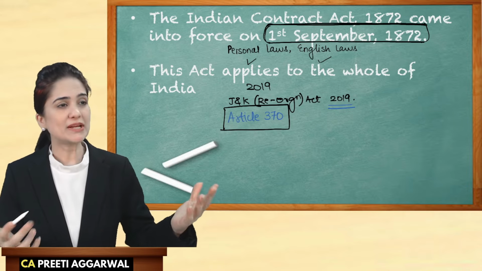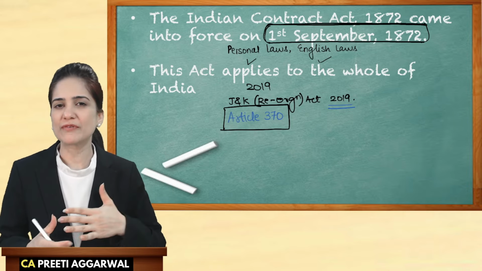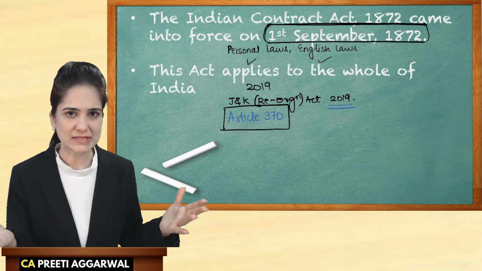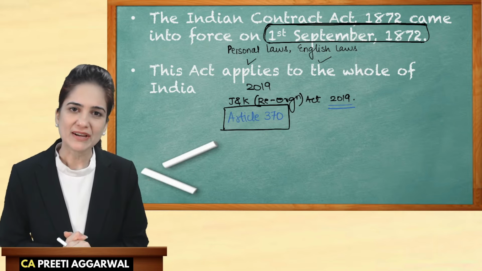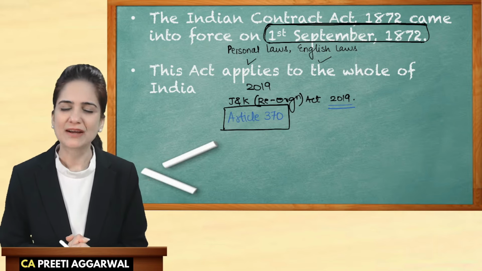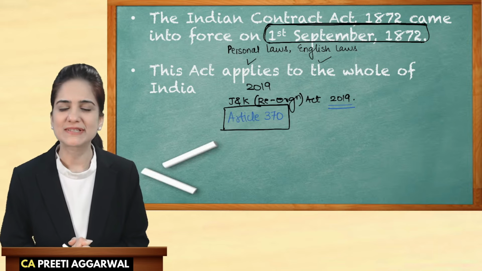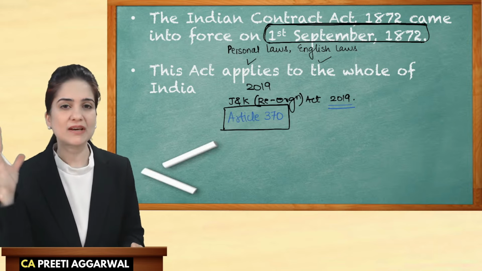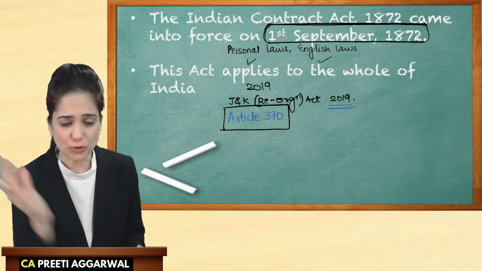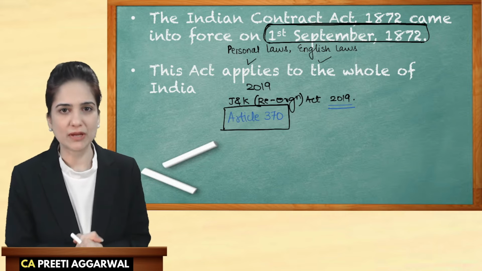Now, at the time of partition, the king of Jammu and Kashmir, Maharaja Hari Singh, said that Kashmir is like Switzerland. I don't want to give it to either India or Pakistan. I want to be independent. But I'm sure you are aware that Pakistan always wanted the state of Jammu and Kashmir. They always wanted Kashmir. So they sent their army, their tribes, their troops to invade Jammu and Kashmir.